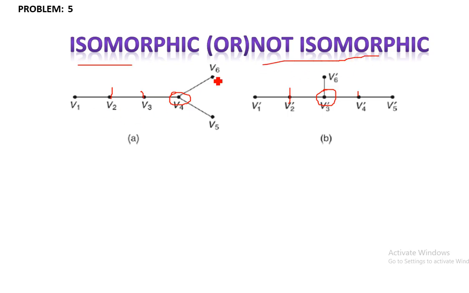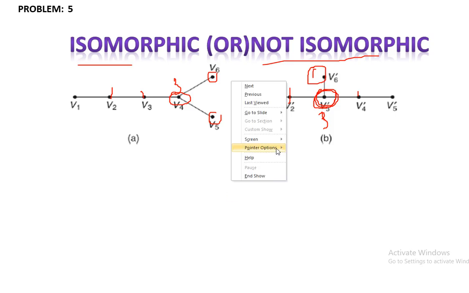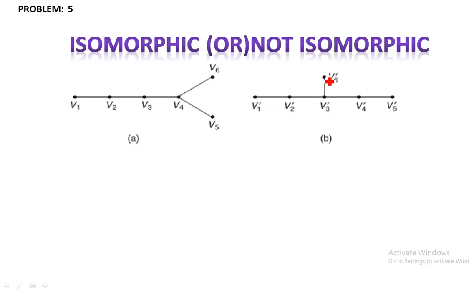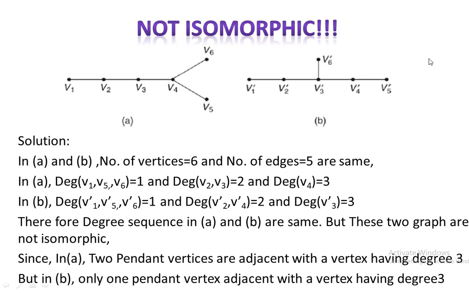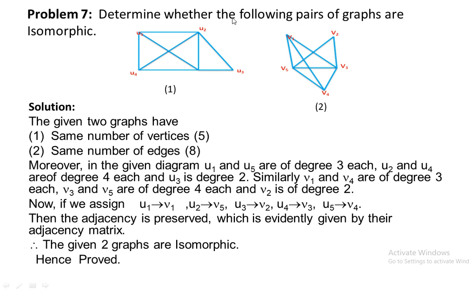Come to the conclusion. Here, two vertices with degree 1 are adjacent to a vertex with degree 3. Here, how many vertices are adjacent to the degree 3 vertex? Only one pendant vertex. What is meant by a pendant vertex? Degree is 1. So only one pendant vertex is adjacent to the degree 3 vertex. But there, two pendant vertices are adjacent to the vertex that has degree 3. That's why it is also not isomorphic. So not isomorphic. Yes, of course, if you check all the things, check it. Okay.